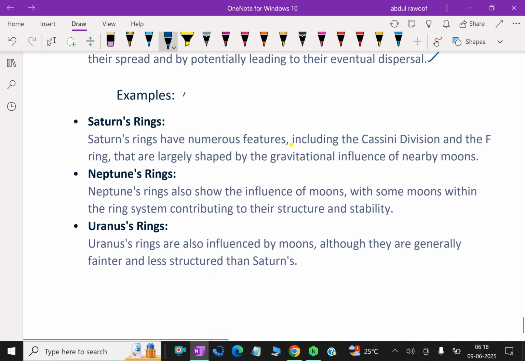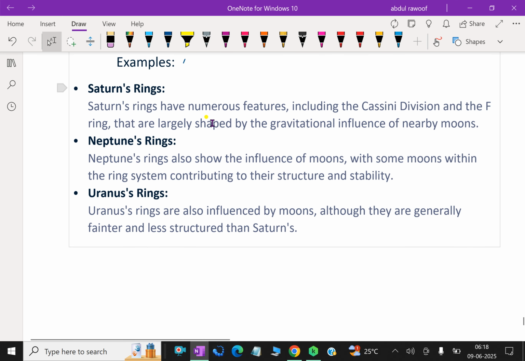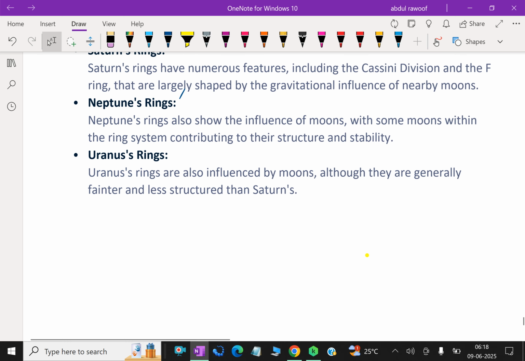Some examples. Saturn's rings: Saturn's rings have numerous features, including the Cassini division and the F ring, that are largely shaped by the gravitational influence of nearby moons. Neptune's rings: Neptune's rings also show the influence of moons, with some moons within the ring system contributing to their structure and stability. Uranus's rings: Uranus's rings are also influenced by moons, although they are generally fainter and less structured than Saturn's.